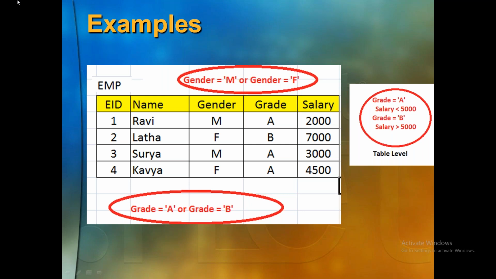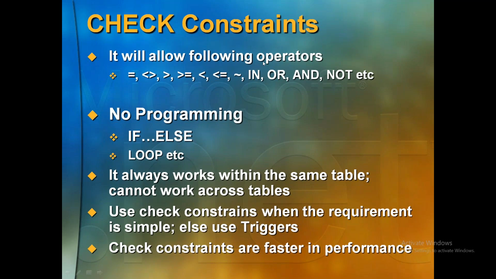We cannot use primary key, foreign key, all of them. You have to write the check constraint. Clear? So check constraint means it will allow only the following operators. You can write a lot of expressions. Loops and programming cannot be implemented. You don't know what is a programming.